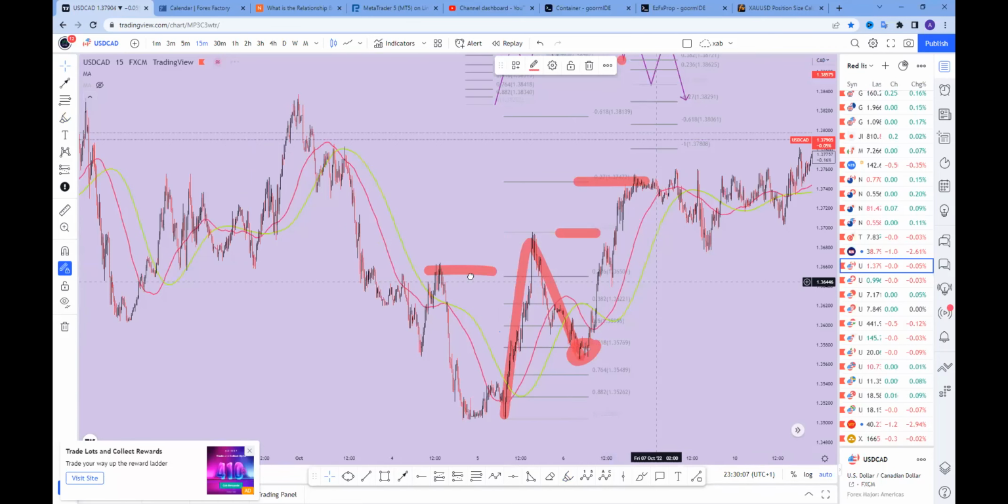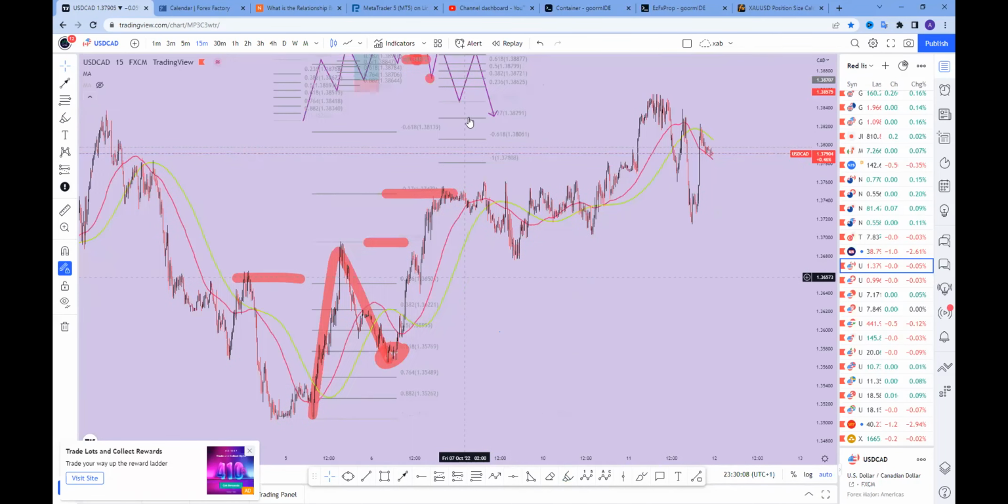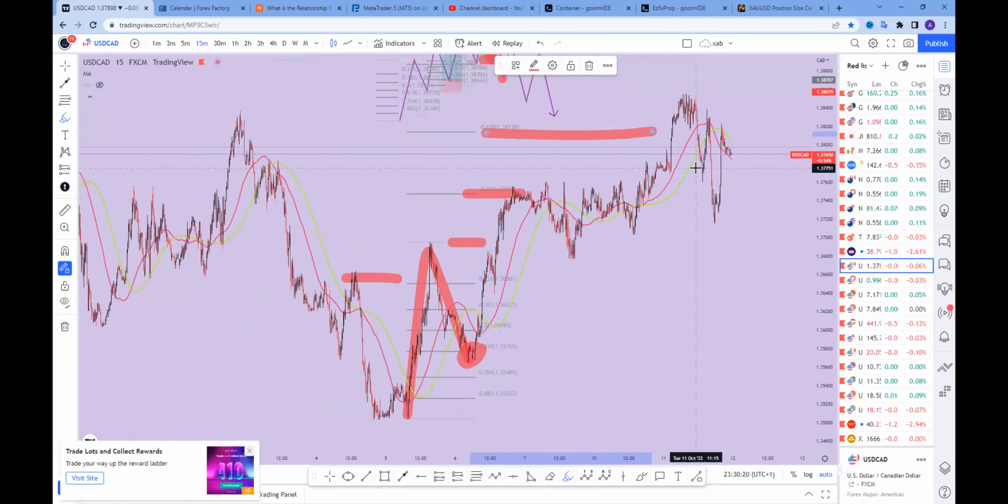So let's see how far this thing will go. This is TP3. Did he get there or not? He got there. The only TP he didn't get to was TP4.